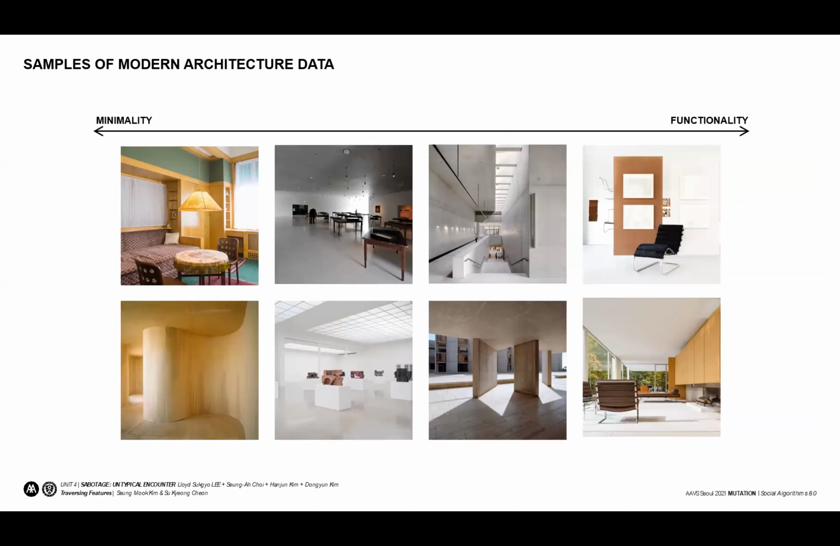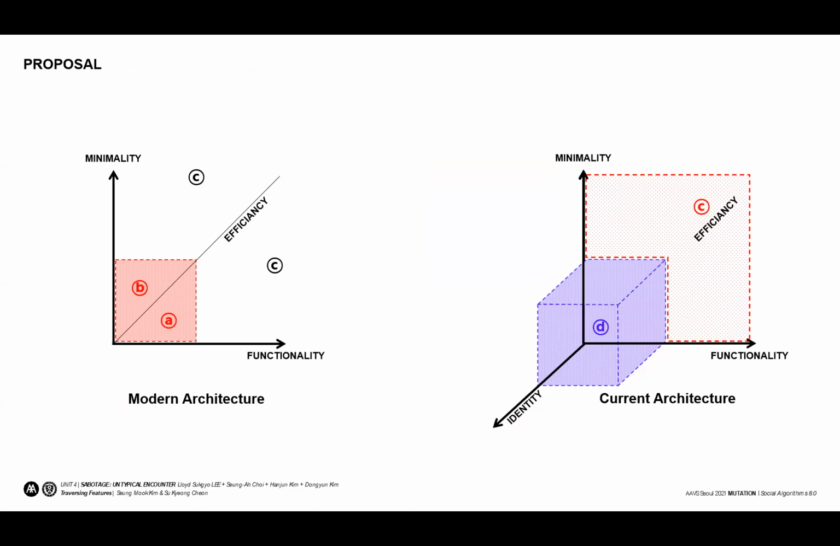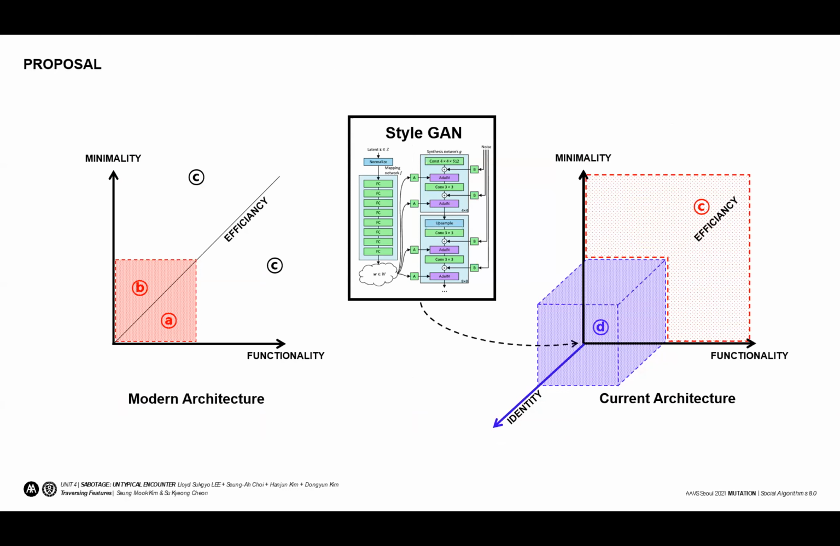These are samples of a modern architecture data set that is in between the idea of functionality and minimality, which do not include the extreme cases in pursuit of efficiency. From these two graphs, we would like to propose how we will make changes, which is to use an artificial intelligence called StyleGAN to learn the features from both modern and traditional spaces and traverse features from one another.